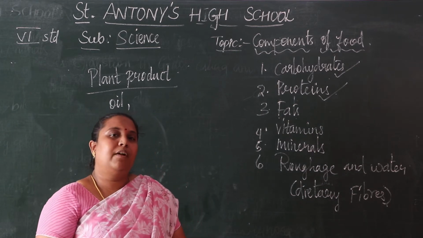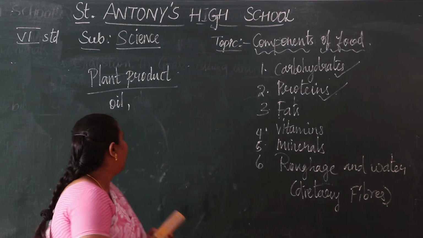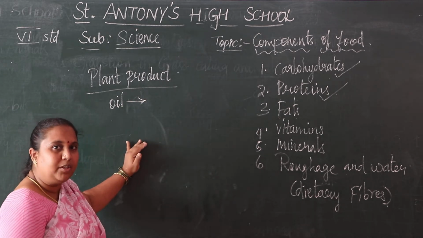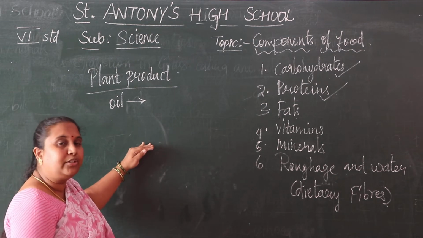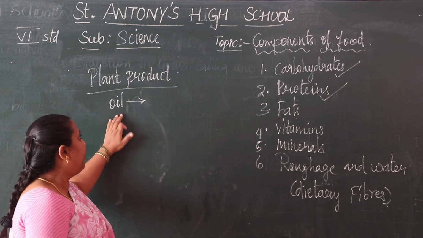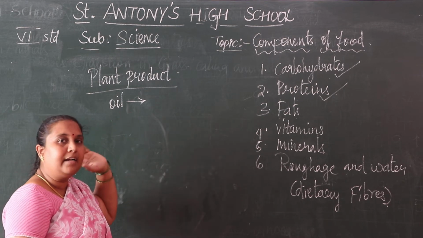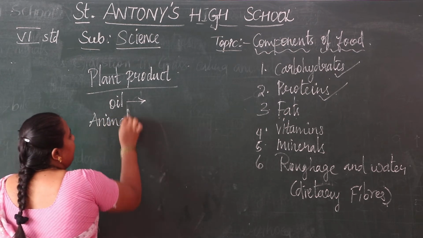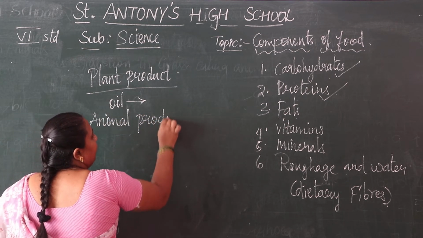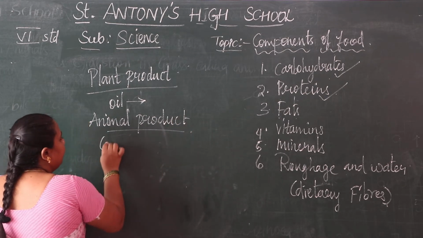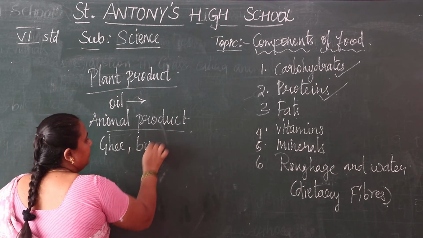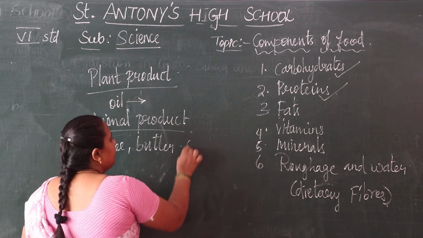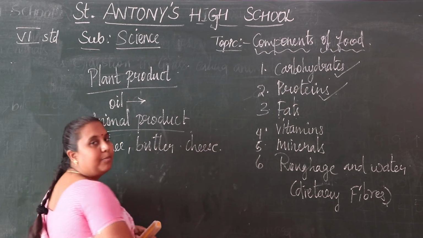Then we are getting fats from animal products. In oil we are getting different types: groundnut oil, soybean oil and mustard oil, and coconut oil and sunflower oil also. So different types of oil we are getting from plant products. And then animal products. In animal products we are getting fats from ghee, butter, and cheese. These are the examples we get from animal products.